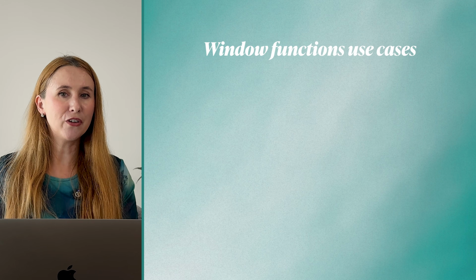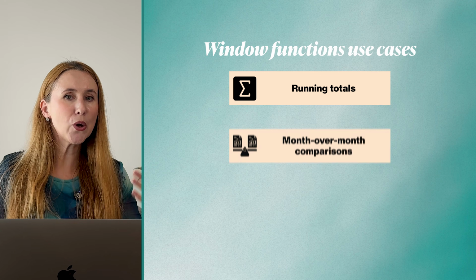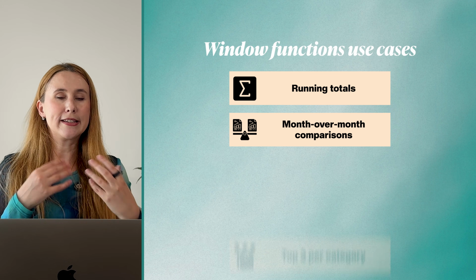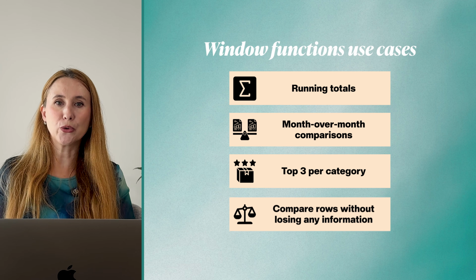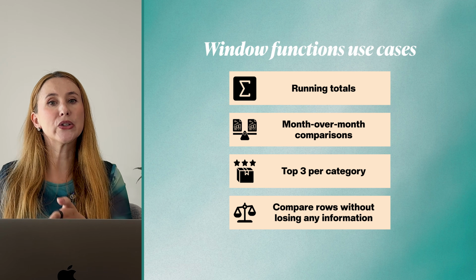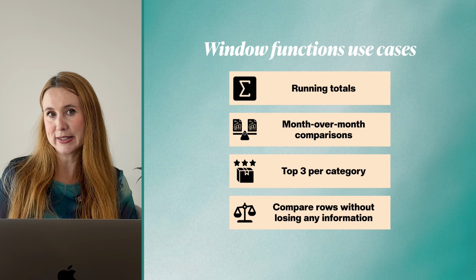You can use window functions for running totals, month-over-month comparison. You can select top 3 per category, anything where you need to compare a row to its neighbors without losing any rows in the process.